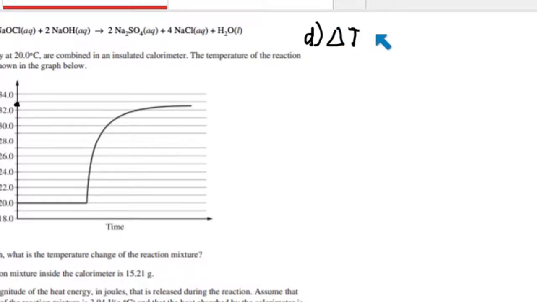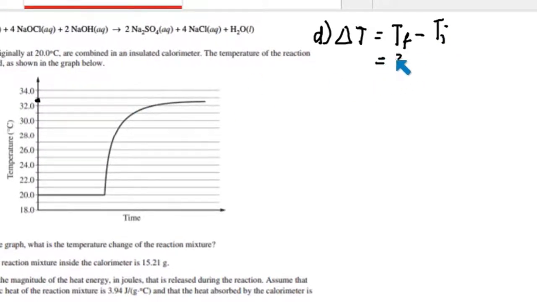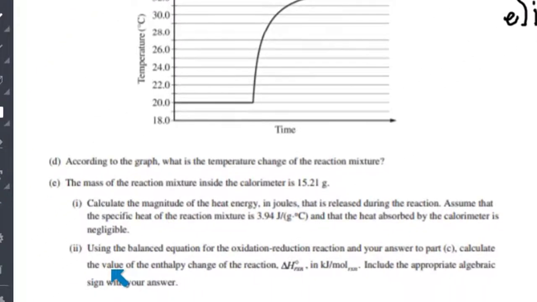So change in temperature is equal to the temperature final minus the temperature initial. From the graph, we can say that the temperature final is 32.5, and the question tells us that originally it was 20. Therefore, the change in temperature is 12.5 degrees Celsius. Okay, now E1. So now they're telling us the mass of the reaction mixture inside is 15.21 grams. Calculate the magnitude of heat energy that's released.